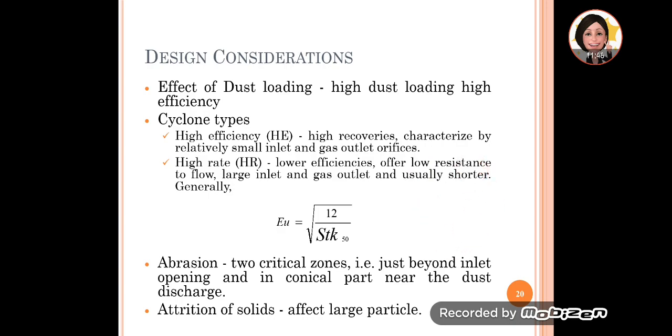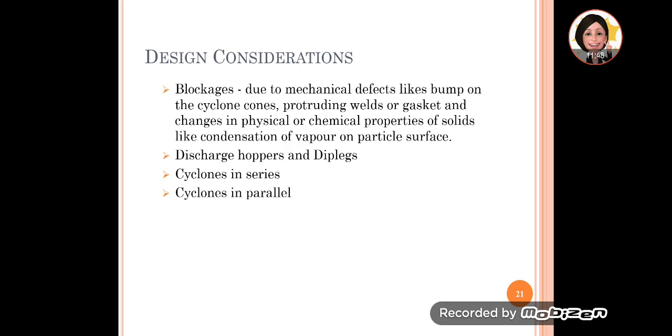Okay. Other design considerations are blockages. Blockages can happen due to mechanical defects like bumps on the cyclones or protruding valves and gaskets. So if there's an uneven or rough surface, or even physical or chemical changes in the solids like condensation of vapor, it can build up on the surface and cause blockages. So that will affect the efficiency of a cyclone.